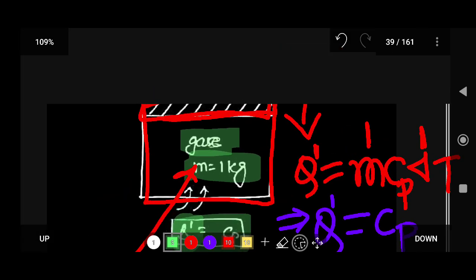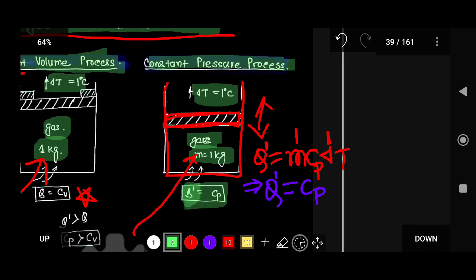So in this system, the temperature of the system increases and the piston goes in the upward direction.